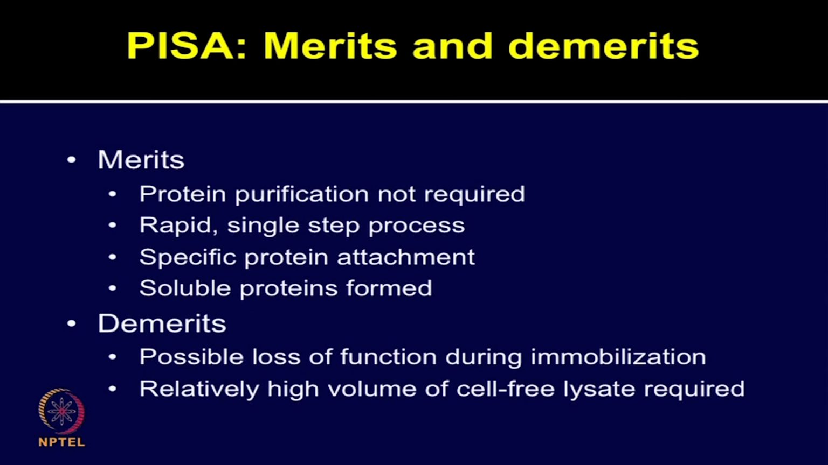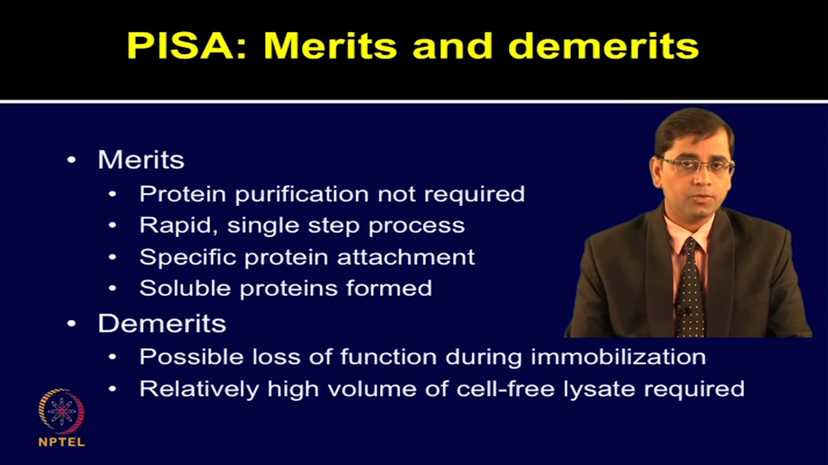After learning the working principle of PISA, let us discuss various advantages and disadvantages of this technology. The PISA method overcomes the traditional purification requirements for producing protein microarrays. Protein purification is not essential. It gives a rapid single step process. Because of the histidine tag and nickel NTA interaction, specific protein attachment can be achieved by using the PISA method. In this method, soluble proteins are formed. These are some of the major advantages of using PISA technology.